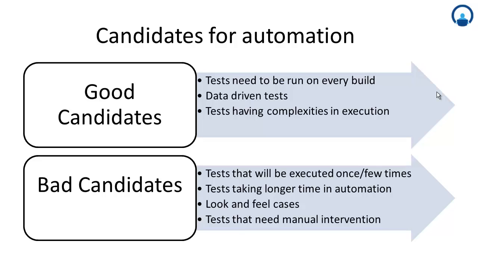Third is look and feel cases. The tests which are related only to look and feel, like colors, fonts, styles, etc., are bad candidates for automation. The next is tests that need manual intervention. Now it is pretty obvious that tests which need manual intervention are actually not automated tests. That's why we call it automation testing, right? So what is the use of an automated test if it needs manual intervention? These tests could be executed better if done manually rather than automating them.